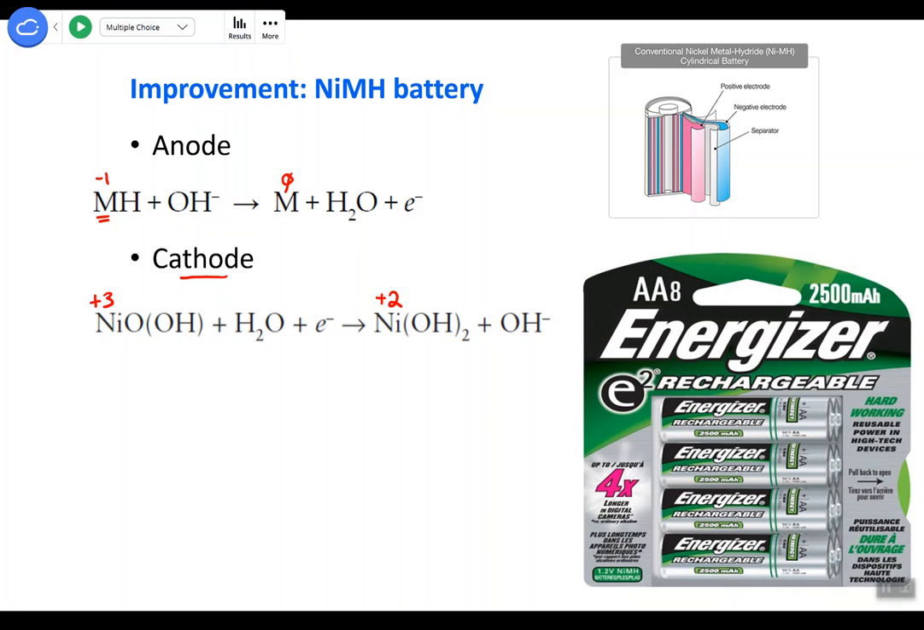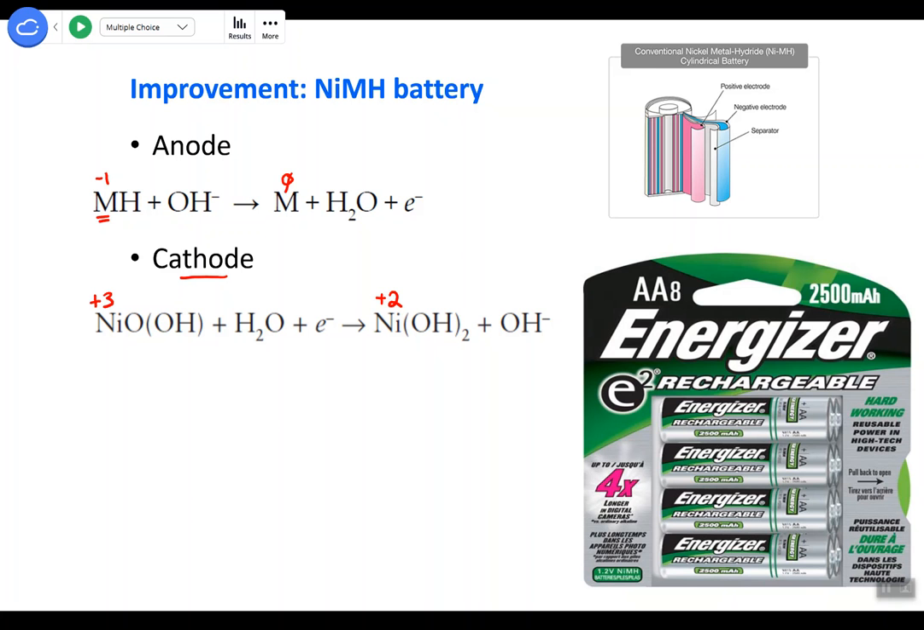But what is this metal? Well, it's kind of a proprietary secret. It can be a combination of different metals like lanthanum and neodymium and cerium and nickel and manganese and aluminum. It's a combination to give the overall redox reaction.